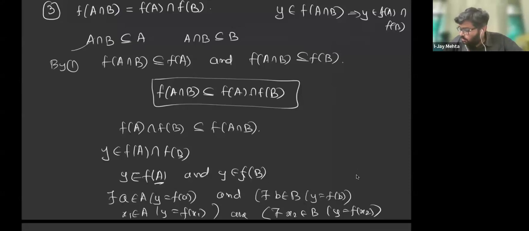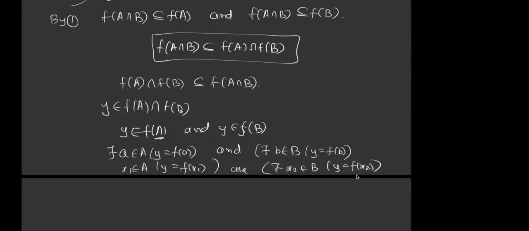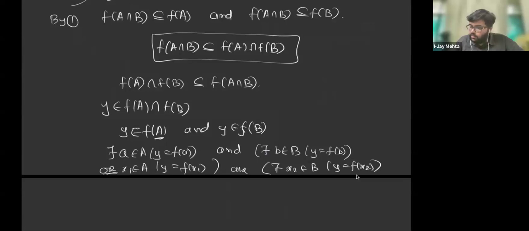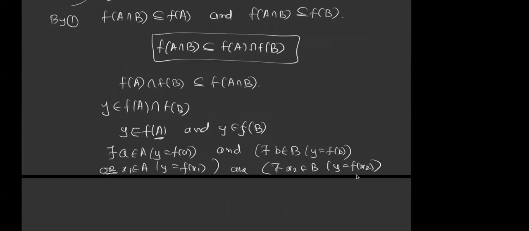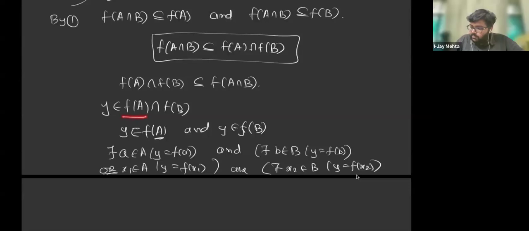Yes, Mustaba. How do we proceed? Now we know that y belongs to both f of A and f of B. So that already belongs to their intersection. No, we already did. y is in f of A and y is in f of B.